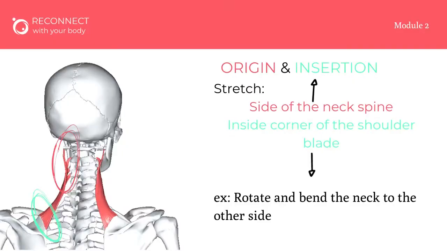So this is just one way to do it, and as long as you move the side of the neck spine and the inside corner of the shoulder blade away from each other, you stretch this muscle properly. For example, rotate and bend the neck to the other side.